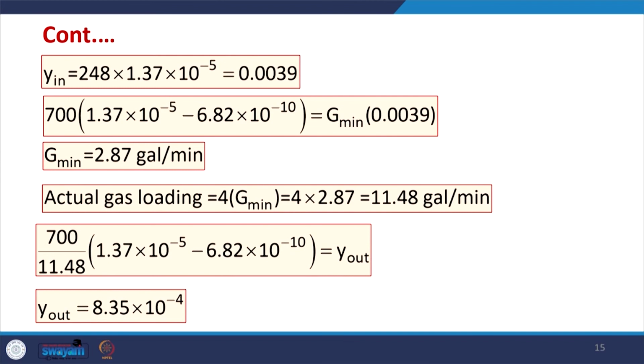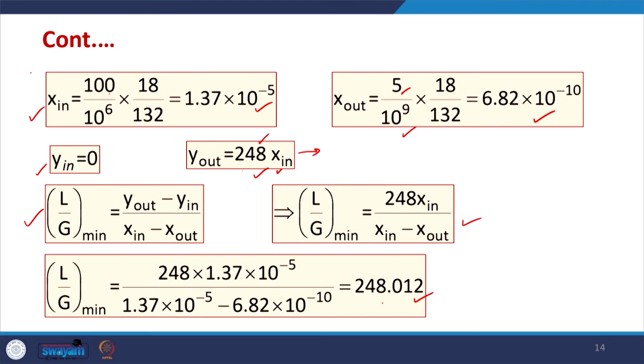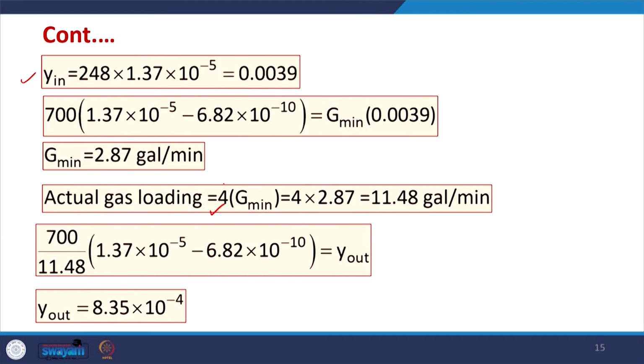So, we can use this value for finding out the actual L by G. The actual L by G can be assumed, like for the gas, as 4 times G minimum. So, Y out has been calculated.